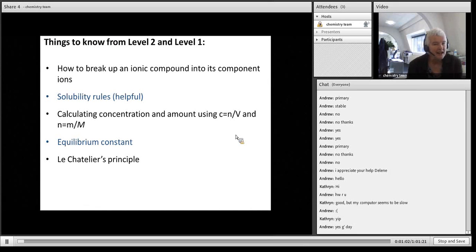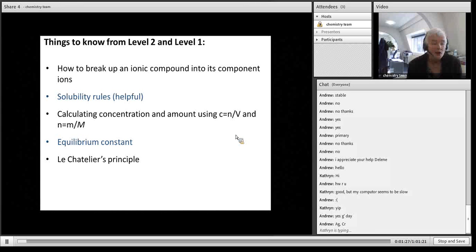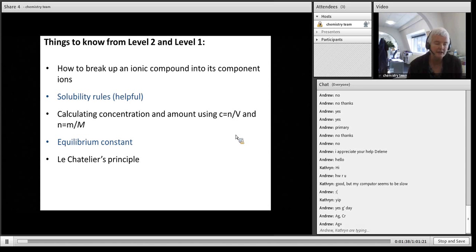Can you break up an ionic compound into the component ions? Because that's really important. So if I said Ag2CrO4, could you tell me what the ions are? I see there's a bit of typing there. Andrew, you're correct in that it's a silver ion, but you actually need to put the charge on. I know you're just trying to be quick. Great, so it's Ag+.